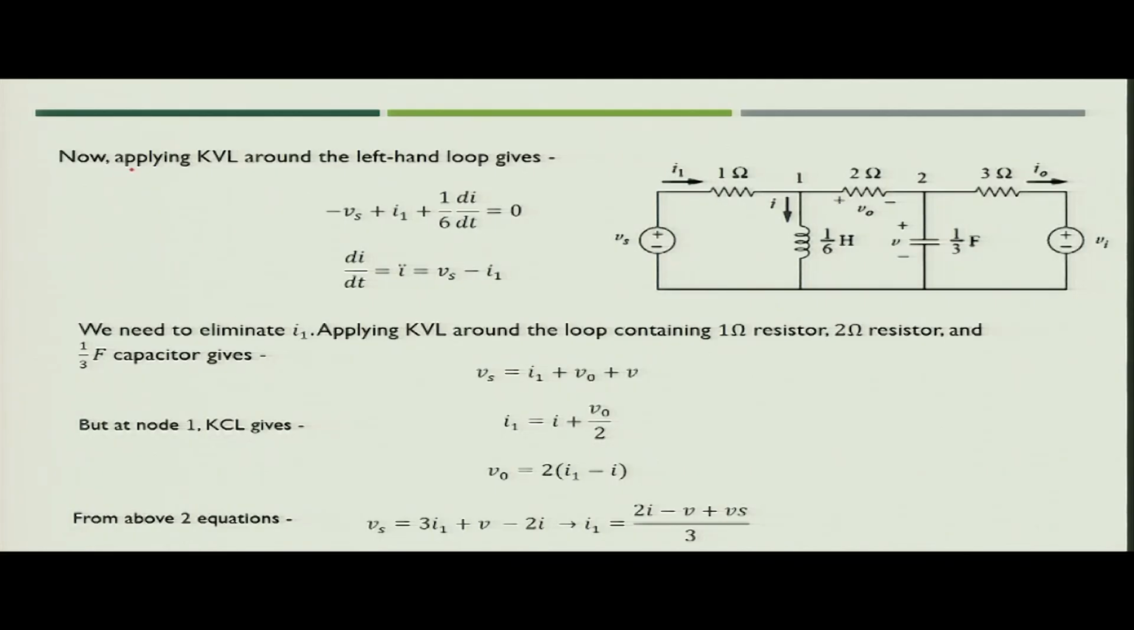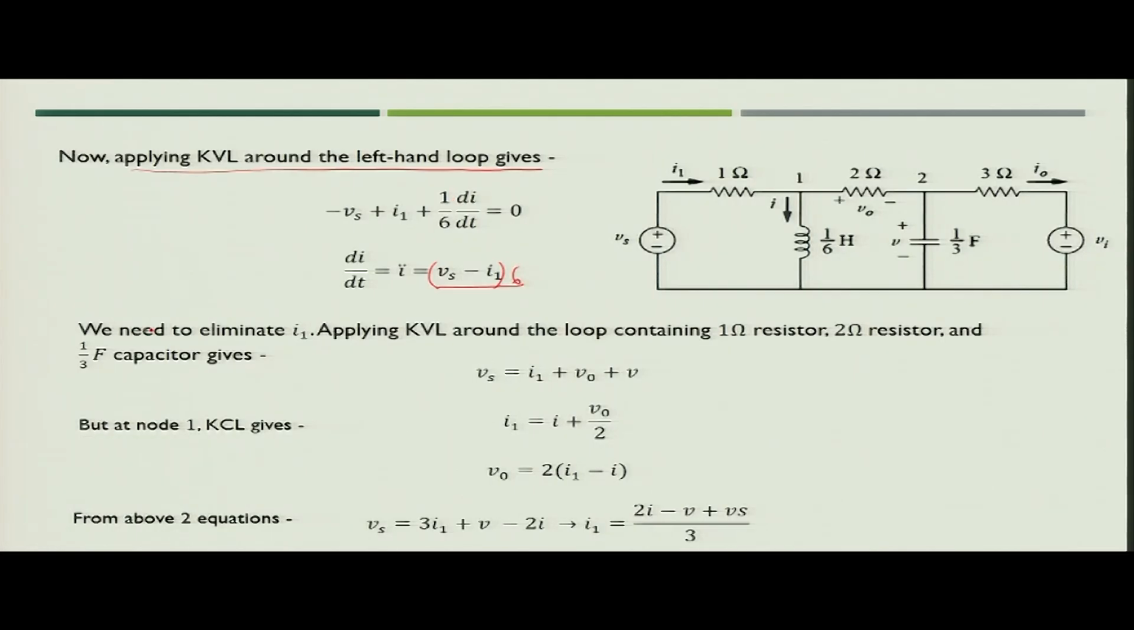First, we will apply KVL around the left hand loop. So, this is the left hand loop. If you apply KVL, what can you write? Minus Vs plus I1 into 1 ohm equal to minus I1, then plus 1 by 6 into di by dt, because the voltage across this is L di by dt, where L is 1 by 6. So, you get plus 1 by 6 di by dt equal to 0. Now, if you rearrange, you can write di by dt, that is I dot, equal to Vs minus I1 into the value of 6 which you have.